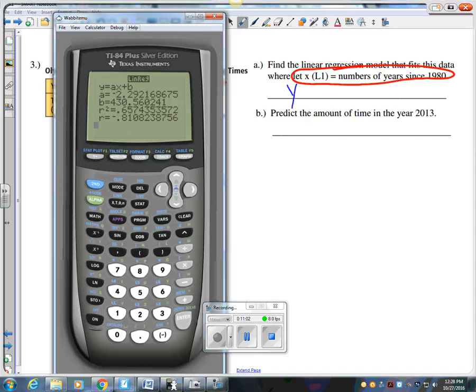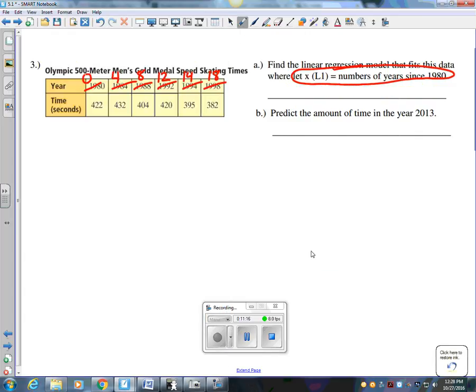So y equals negative 2.292x plus 430.56. Sorry, y equals negative 2.292x plus 430.56. You can write the 0, but you don't need to. All right, predict the amount of time in the year 2013.